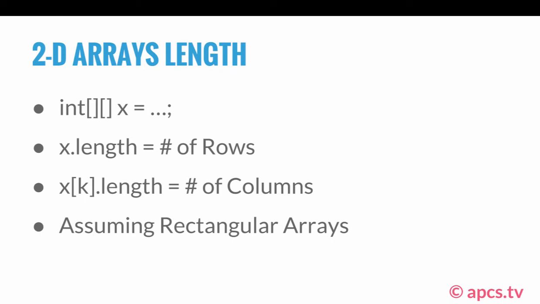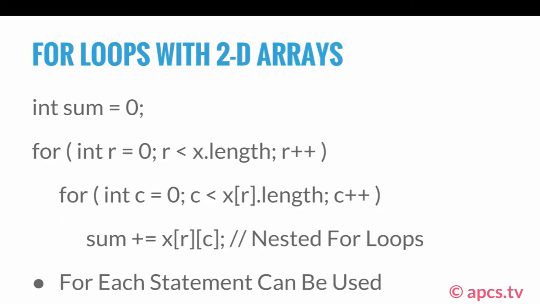Basically, k would be replaced by any row number that would fit inside of this array. So we could go x[0].length, and that would tell us how many columns there are. So x.length is for rows, and then x[k].length is for columns. Now let's look at for loops with two-dimensional arrays.